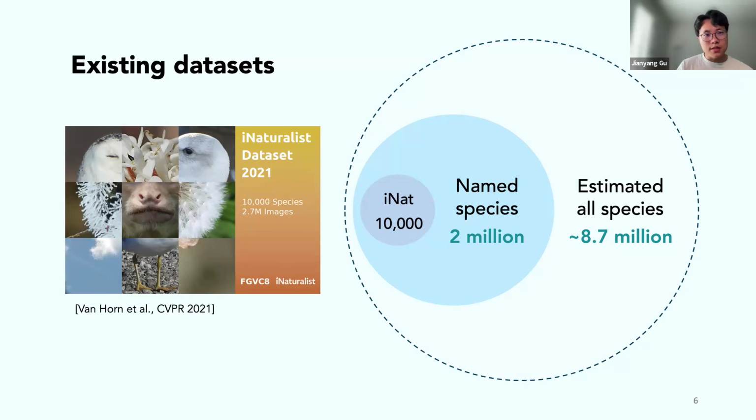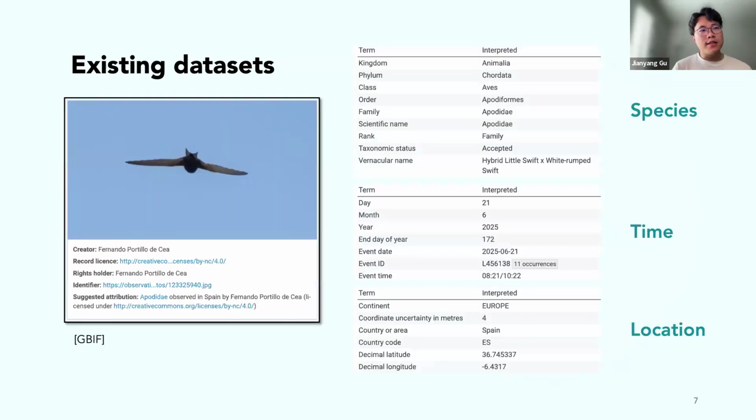And what is worse is that if we look at the Global Biodiversity Information Facility, GBIF, it provides a very comprehensive coverage of biodiversity data. And we can see it provides detailed metadata, including species, time, location. So we know when the image is captured and where it is captured. And we also know, very specifically, its species label.